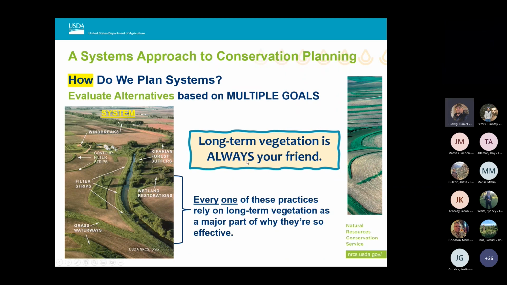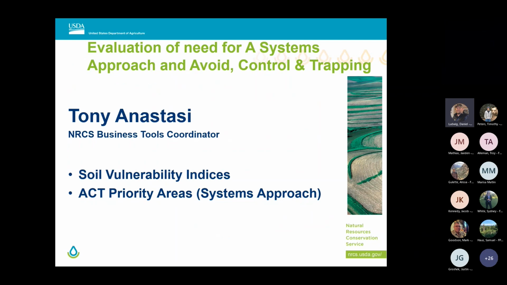Keep in mind, long-term vegetation is always your friend. We're not talking about always incorporating permanent hay into a rotation. We're talking about long-term vegetation. Contour filter strips, grass waterways, filter strips: long-term vegetation. So you should be seeing by now, every one of these practices relies on long-term vegetation as a major part, and that's why they're so effective in doing what we need them to do to address the resource concerns on these fields.